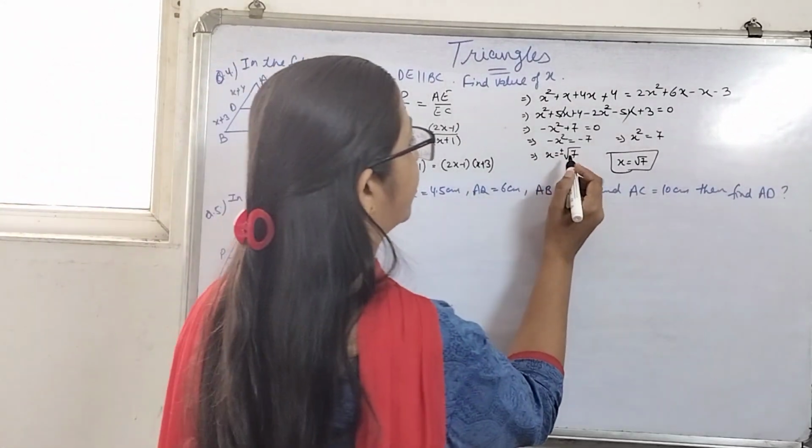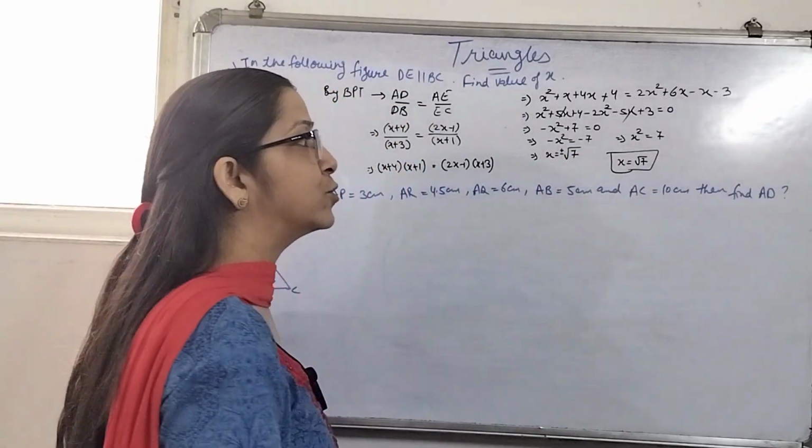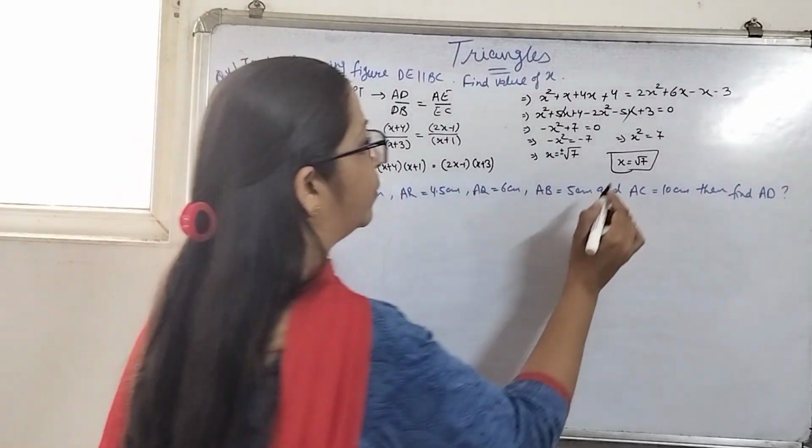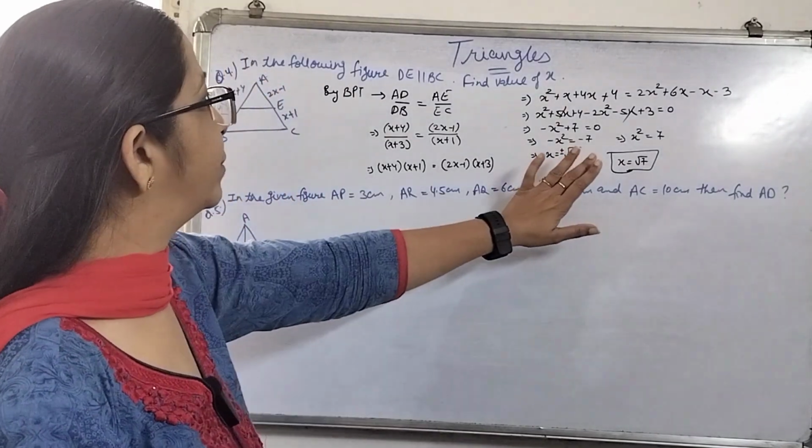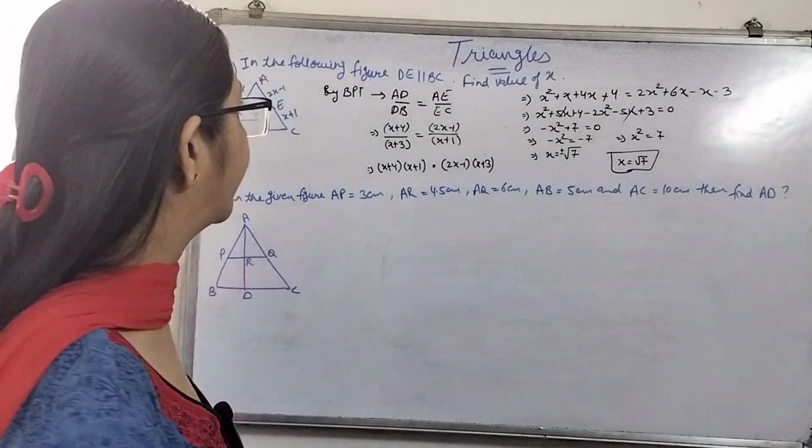That simply means we will be ignoring x equal to minus root 7. We will be considering x equal to plus root 7. This will be the value of x.